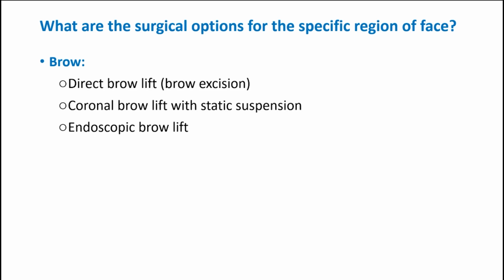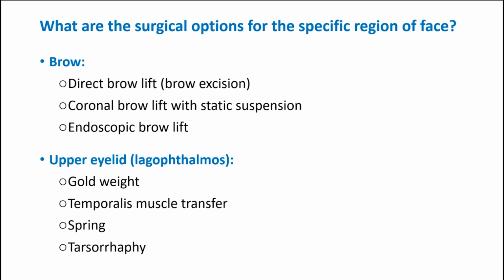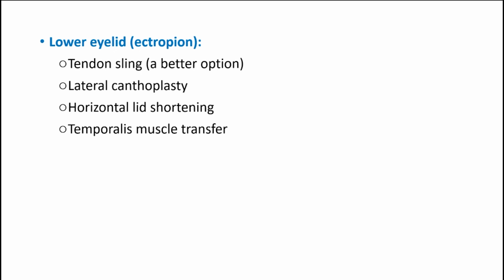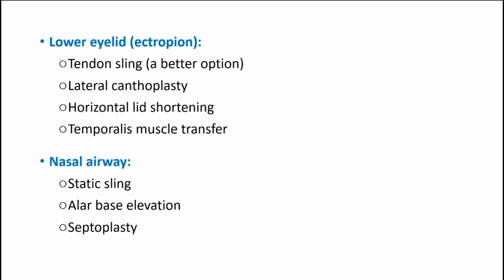If there is lagophthalmos in the upper eyelid, the most commonly used is the gold weight. Temporalis muscle transfer is also used, or a spring or a tarsorrhaphy procedure may be done. In cases of ectropion of the lower eyelid, the best is the tendon sling. Make a tendon sling with the temporalis muscle transfer. You can go for a lateral canthoplasty. Horizontal lid shortening can also be done. Problems of the nasal airway may be addressed using a static sling or a septoplasty.